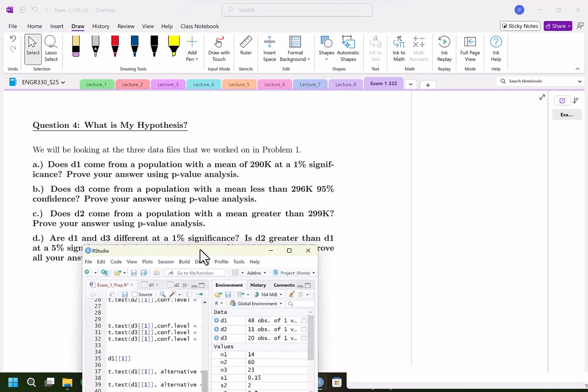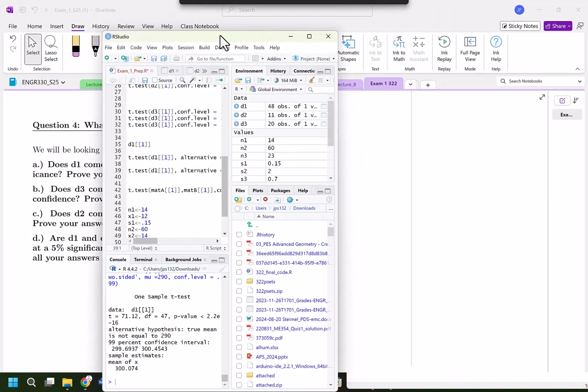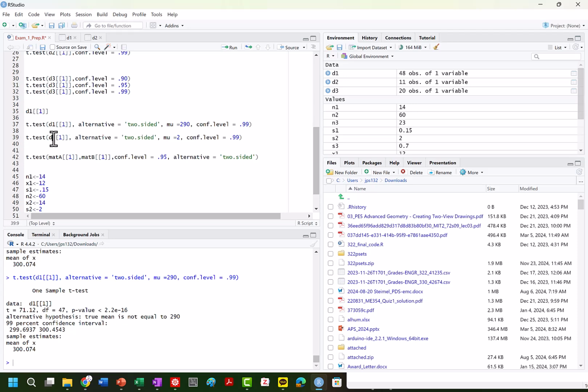Okay, D3 and 296, less than. Instead of two-sided, it is going to be less, with a confidence level of 95%. So now our alpha is 0.05, and our p-value is equal to 1. So that is a definite do not reject. Does it come from a population less? We are do not reject on that interval.